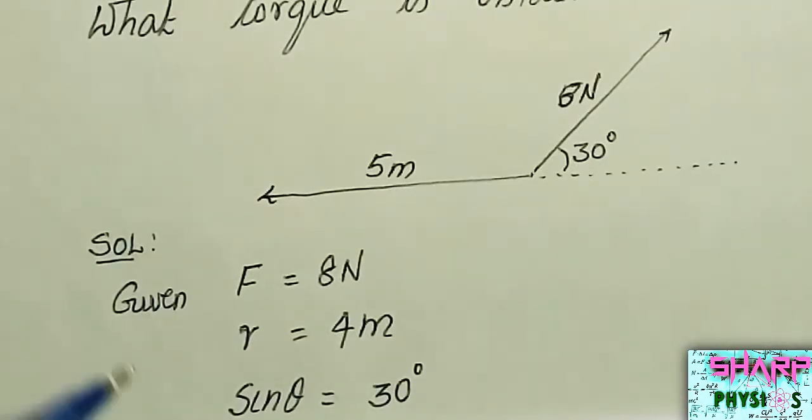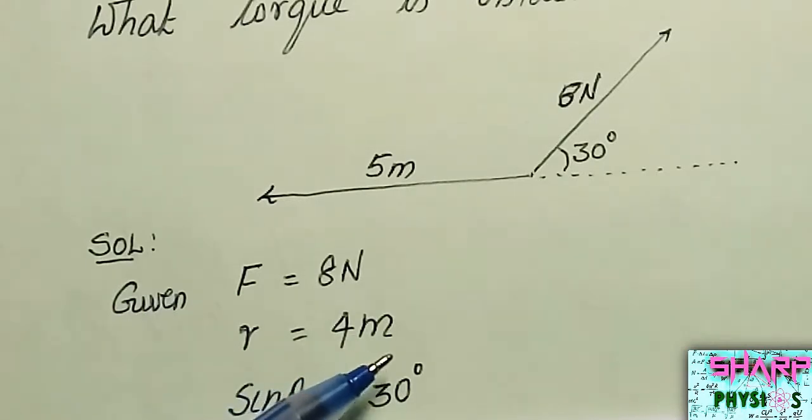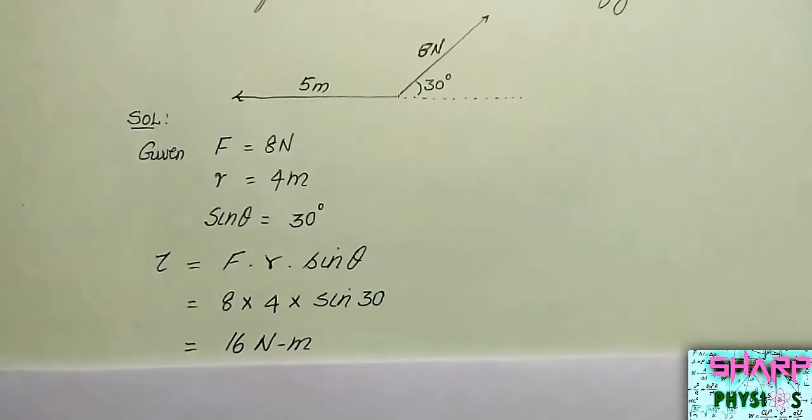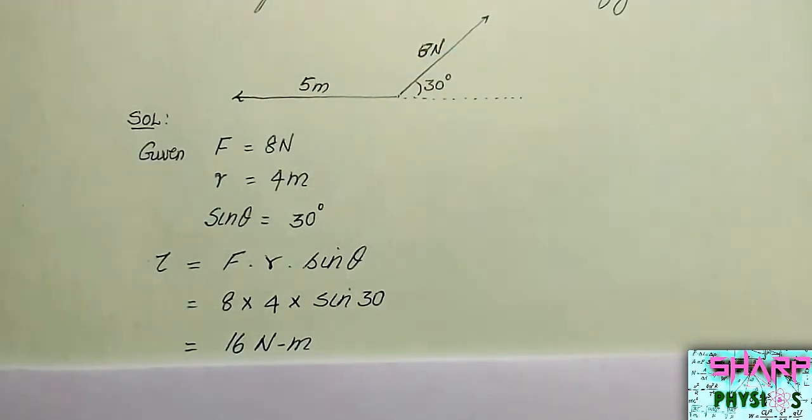So we are taking all this into consideration. Force is 8 Newton, R is 4 meter, and theta is equal to 30 degree. Already we have derived the formula for torque. Torque is equal to force into R into sine theta. Substituting values, 8 into 4 into sine theta is equal to 16 Newton meter. So the torque for this particular figure is 16 Newton meter.